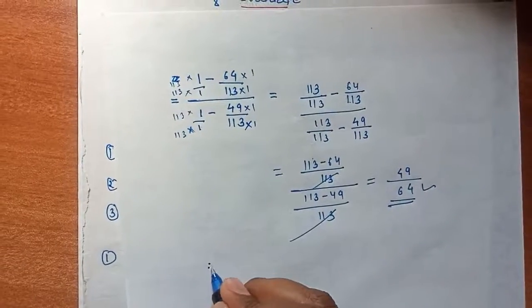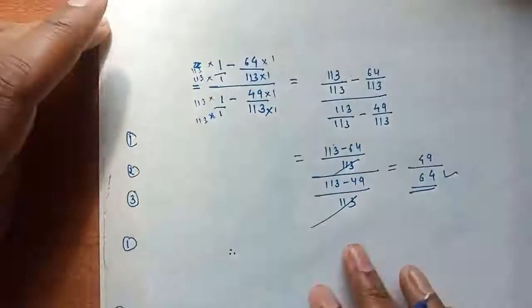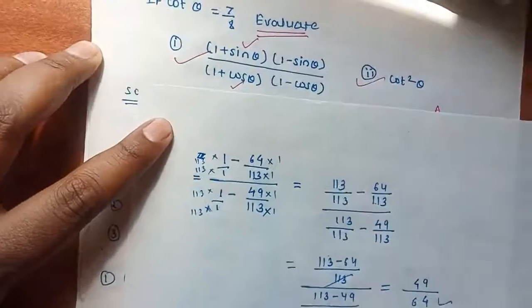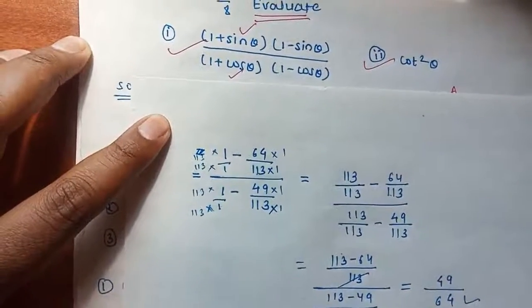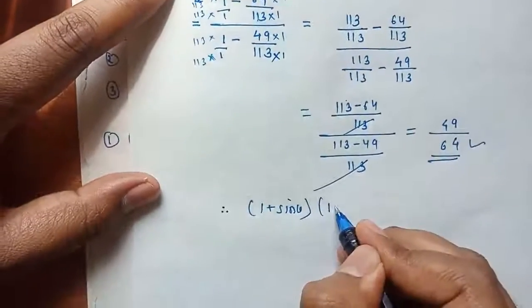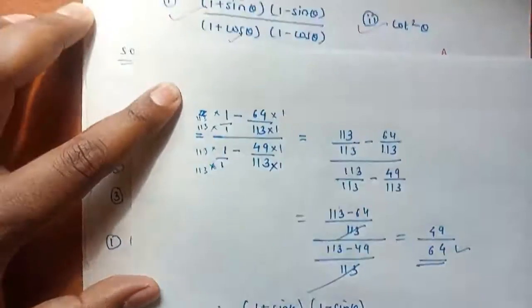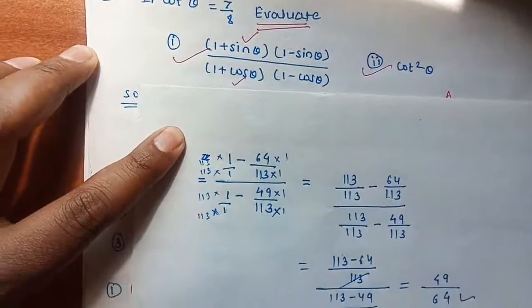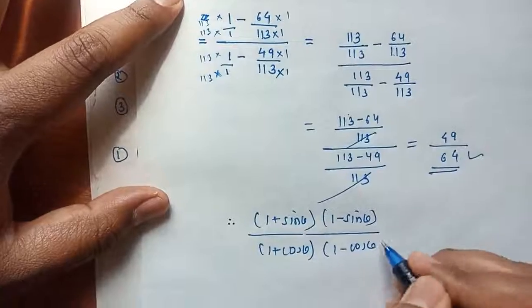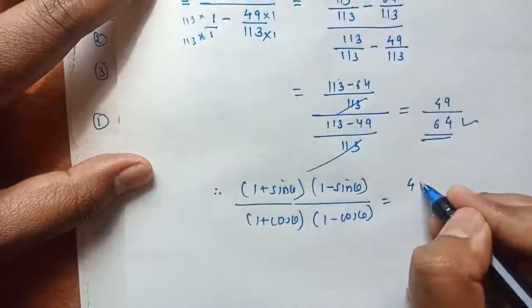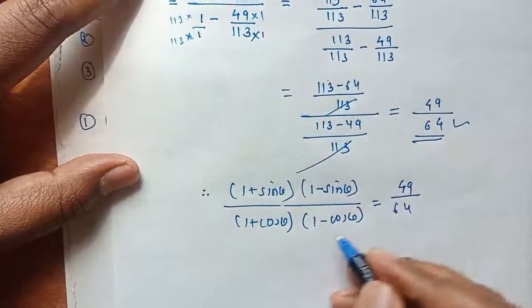So what was my question? If you look at the question, we had 1 plus sin theta into 1 minus sin theta upon 1 plus cos theta into 1 minus cos theta. Ultimately, I got the answer 49 upon 64.